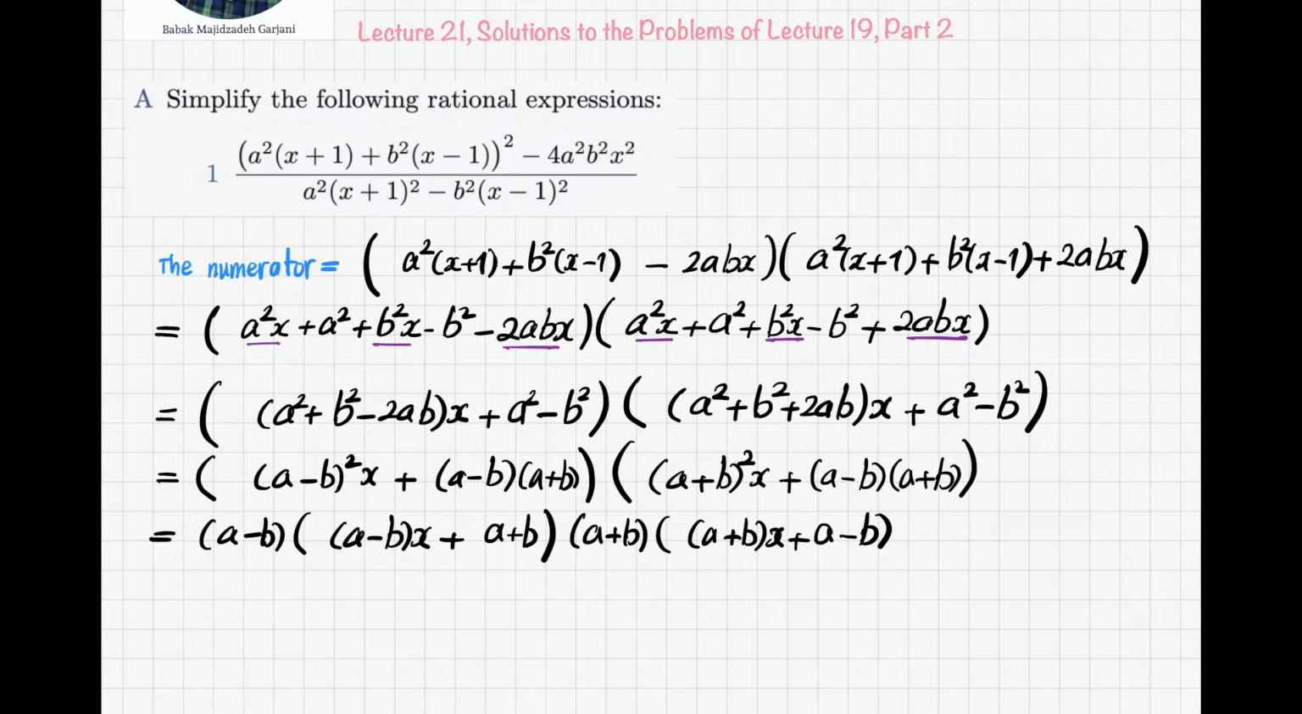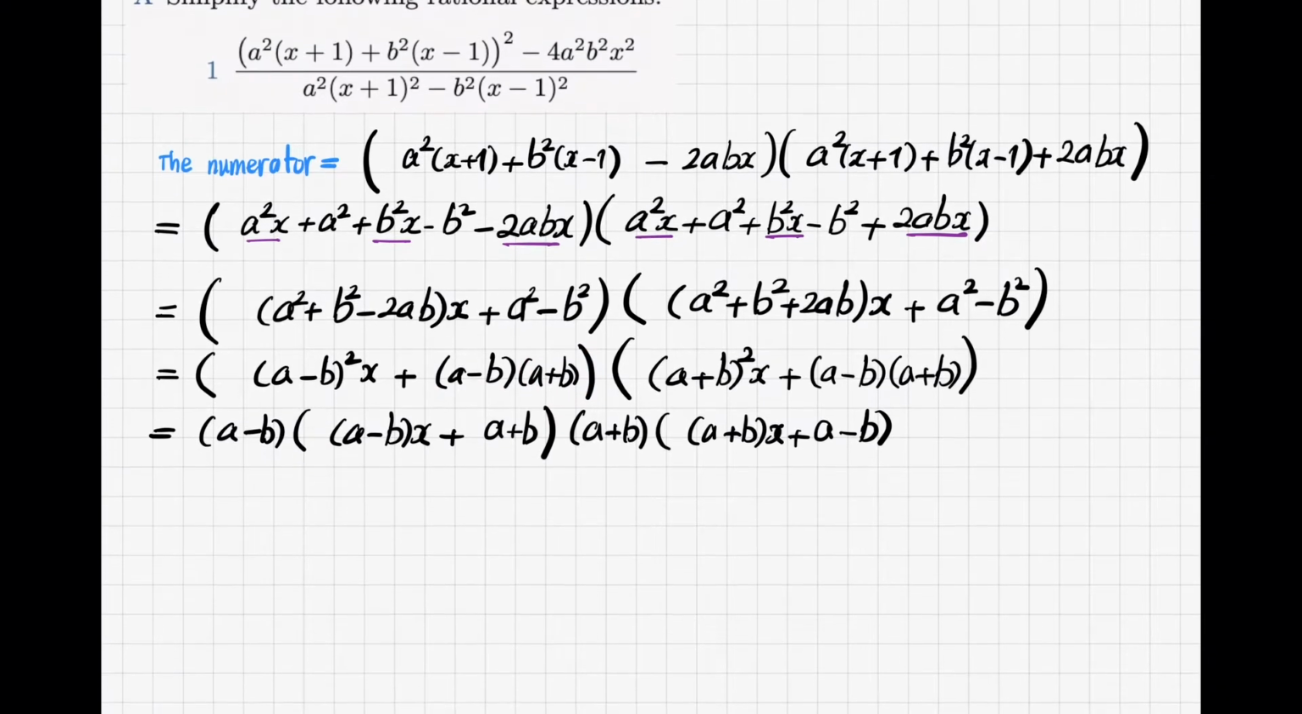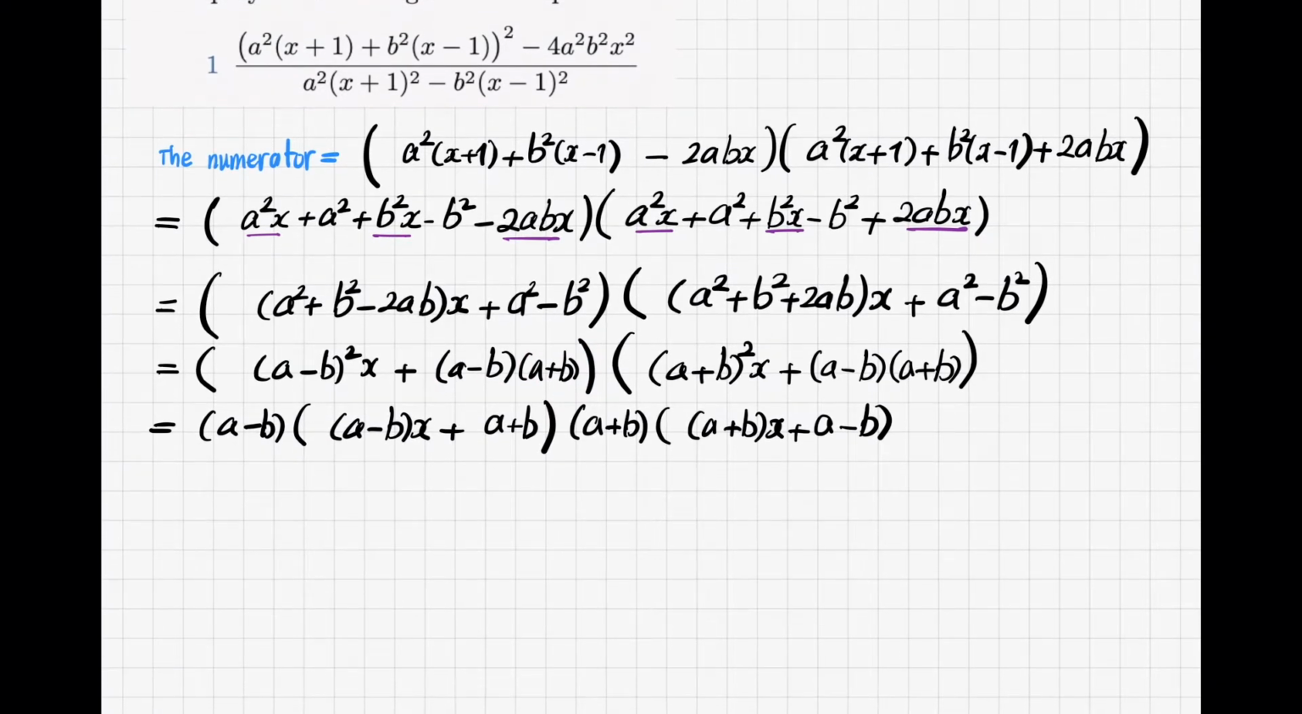So let me just repeat it again. You see, I pulled a minus b out from here and here. I had two factors of a minus b, so one of them is left, and because a minus b is pulled out, only a plus b is left. And the same here. But what can I do now?